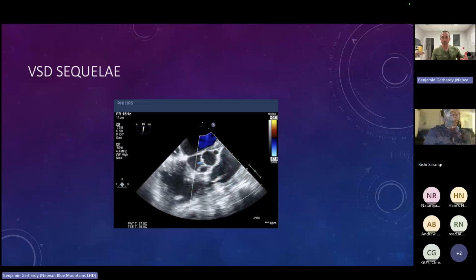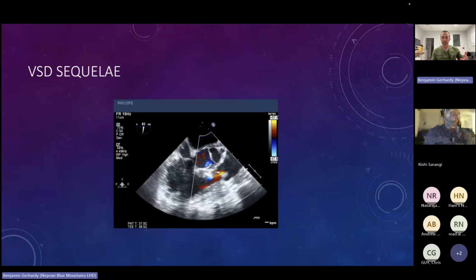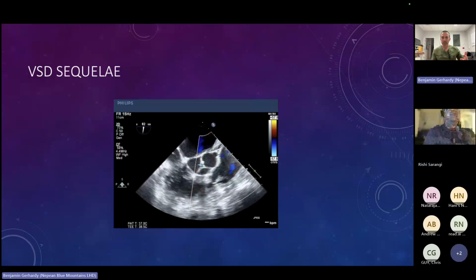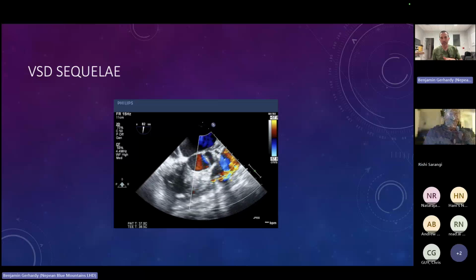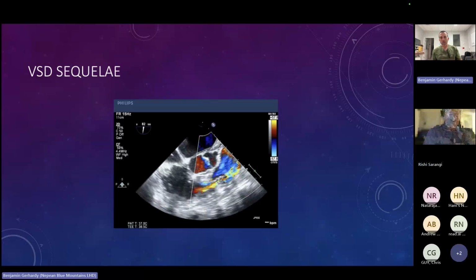And so you can get what is like a double RV. It's a double chamber RV is what they call it. And that's what this is an echo image of. So this is a transesophageal echo image.